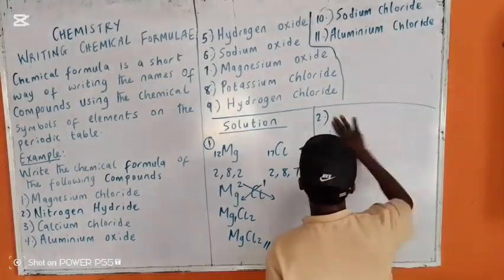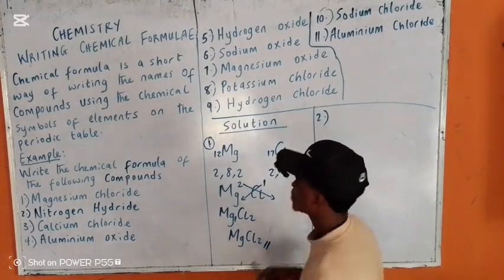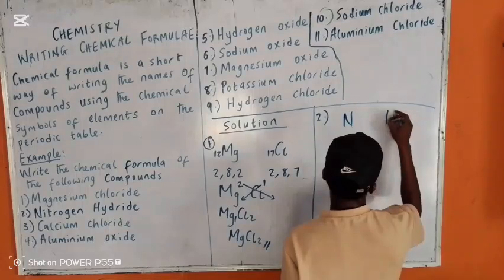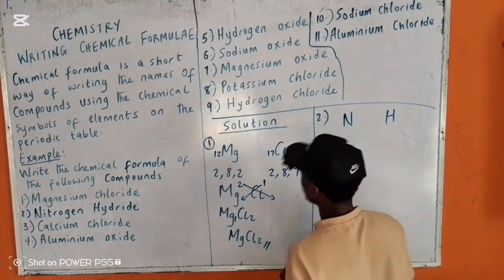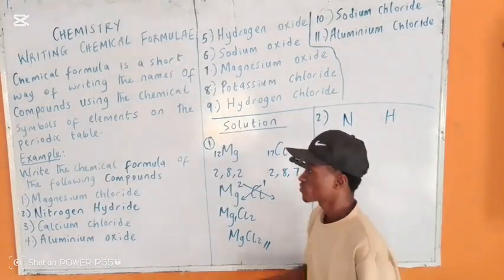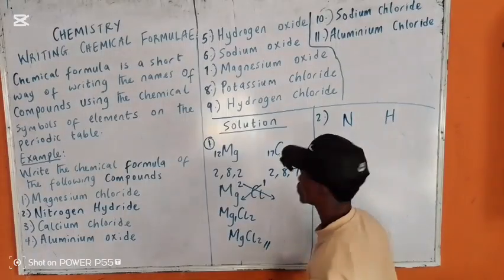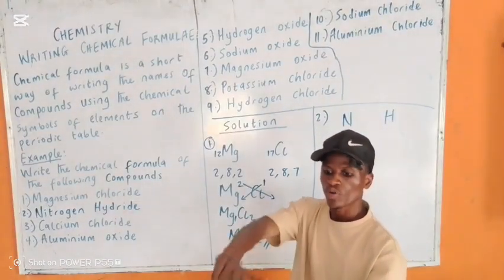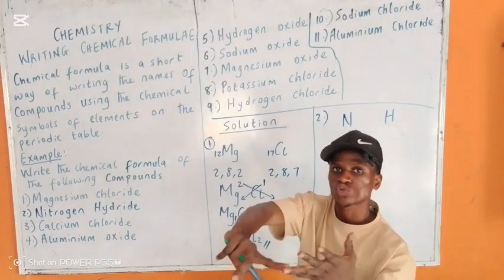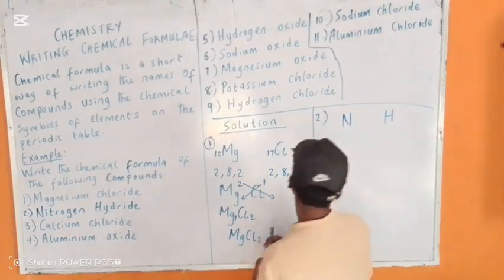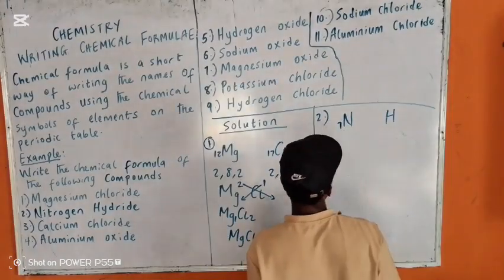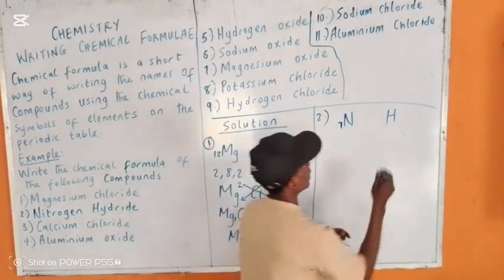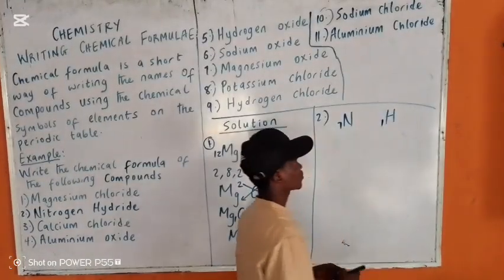Now, we have 2 elements here, which are nitrogen and hydrogen. So what is the atomic number of nitrogen? Let's count: hydrogen, helium, lithium, beryllium, boron, carbon, nitrogen. That is number 7. So we have 7 here. How about the atomic number of hydrogen? That is 1.